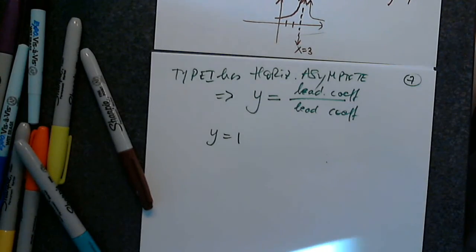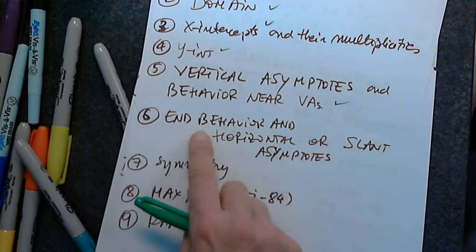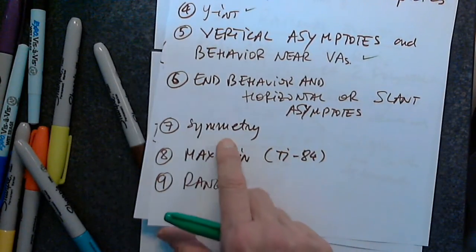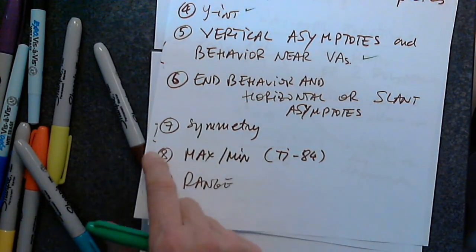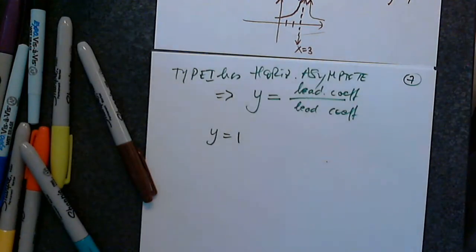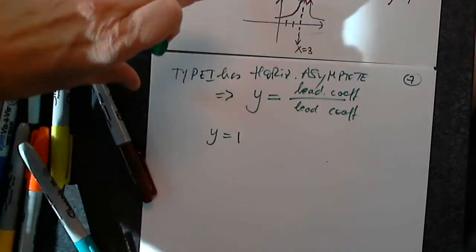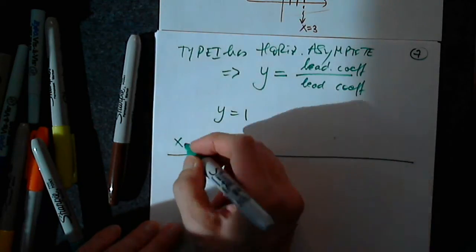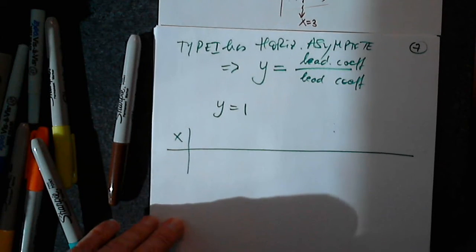So coming back to our long list, now we know what end behavior is. We know what the horizontal asymptote is. Symmetry is not the case here. Max, min, we'll see in a minute, and range we'll see in a minute. So now I would like to summarize all this information in this table so I can graph the function.